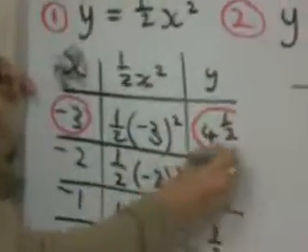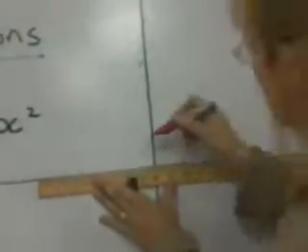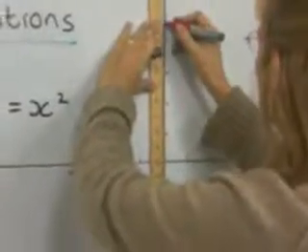Now I have a set of x values and a set of y values, and I'm going to plot this one with that one, and so on. Let's go over here on the graph. My first value for x is minus 3, so let's find minus 3. The first value for y was 4.5. There's 1, 2, 3, 4, 5, so 4.5 is here. So minus 3 and 4.5 ends up being here.